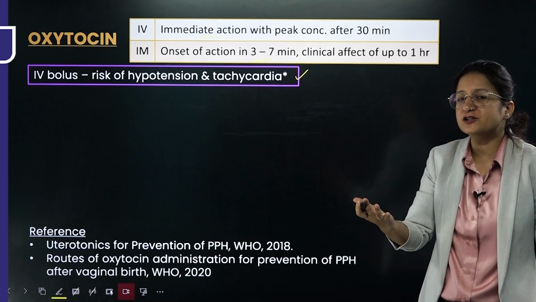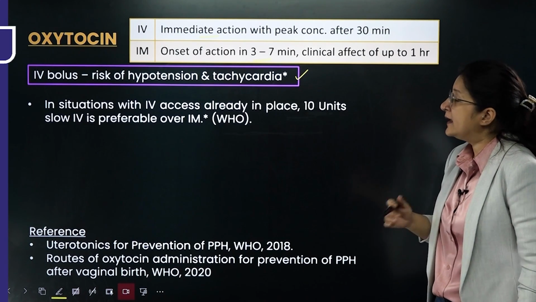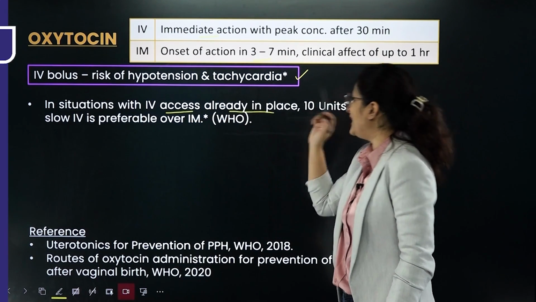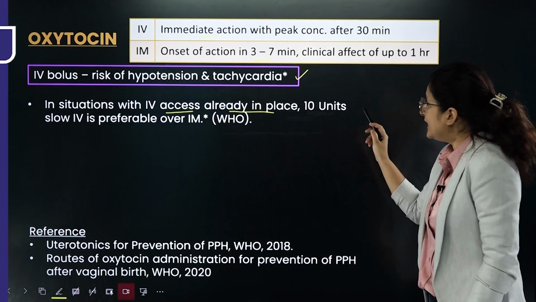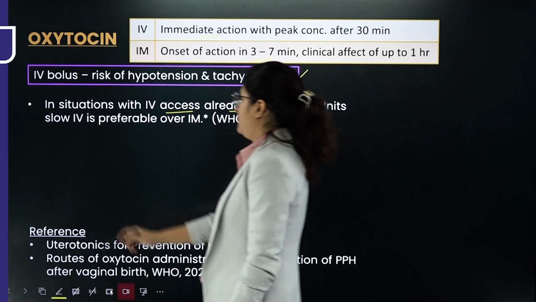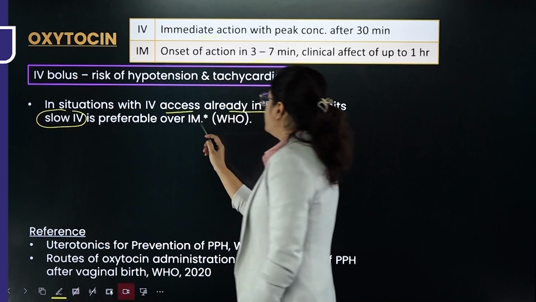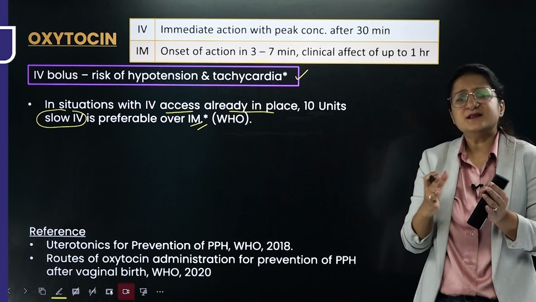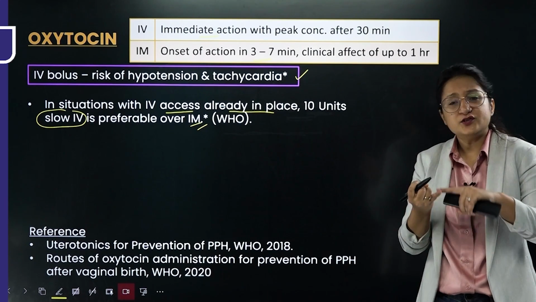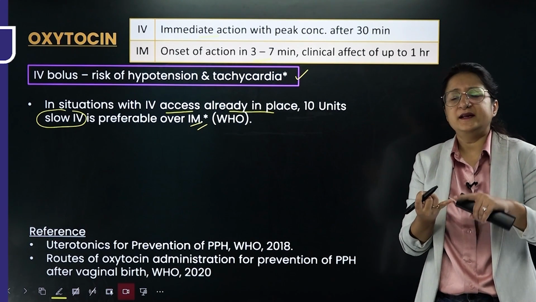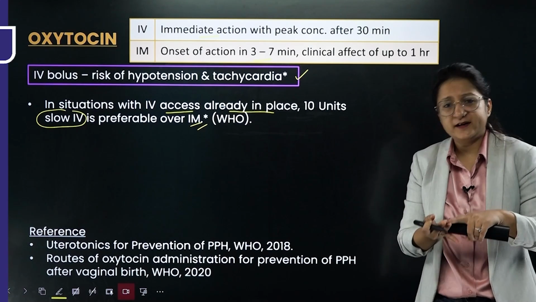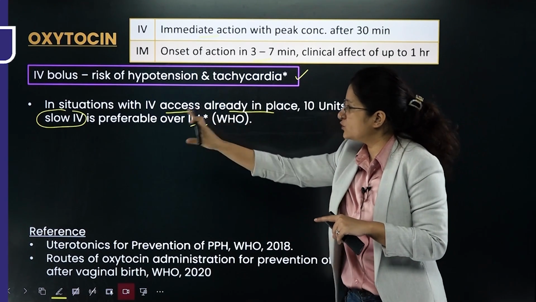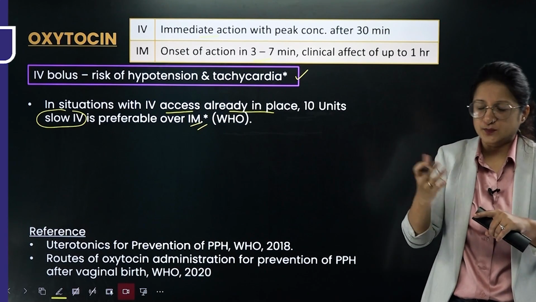So what is this recommendation about IV oxytocin? Let's dig into that. The WHO is saying that in situations with IV access already in place, 10 units slow IV is preferable over IM. Because they've said that with slow IV, there have been studies showing that the risk of PPH, the need for blood transfusion, and the need for additional uterotonics is decreased as compared to IM. So IV, they are saying, is preferable in that aspect.